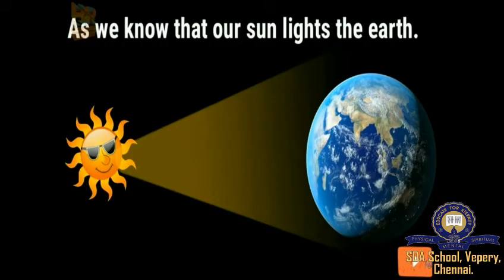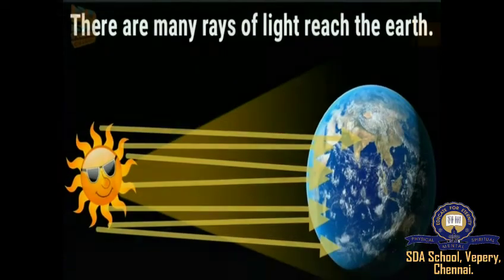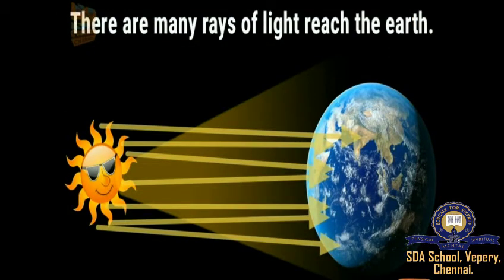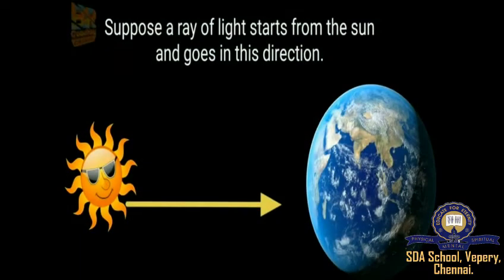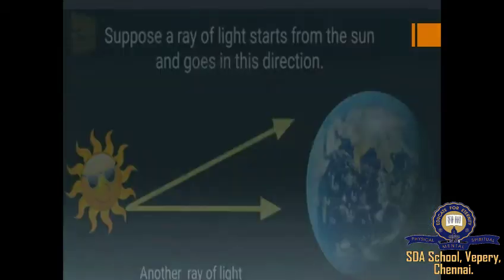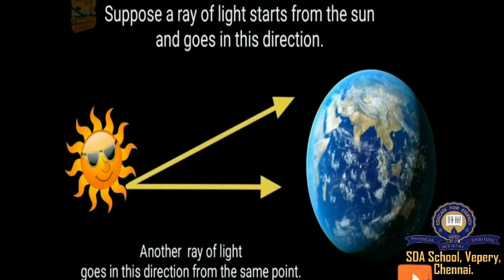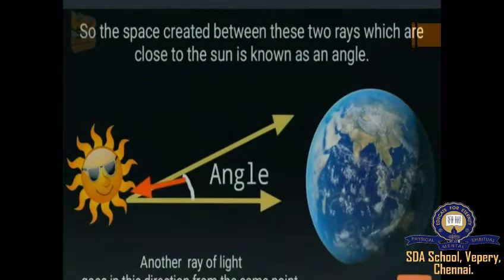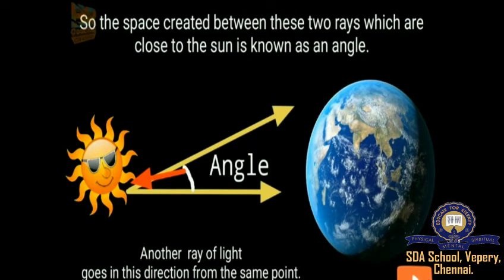Consider the following situation, students. As we know, the sun lights the earth, and many rays of light reach the earth. Suppose a ray of light starts from the sun and goes in this direction, and another ray of light goes in that direction from the same point. The space created between these two rays close to the sun is known as an angle.